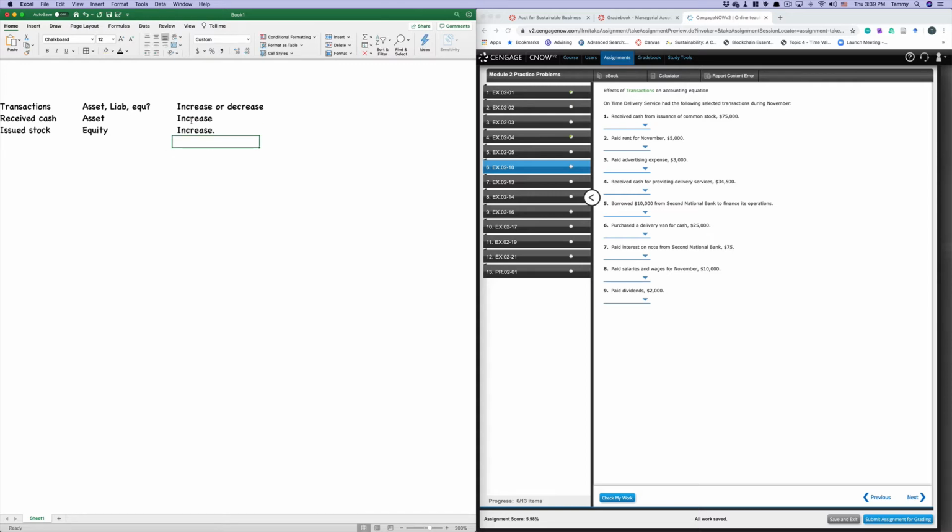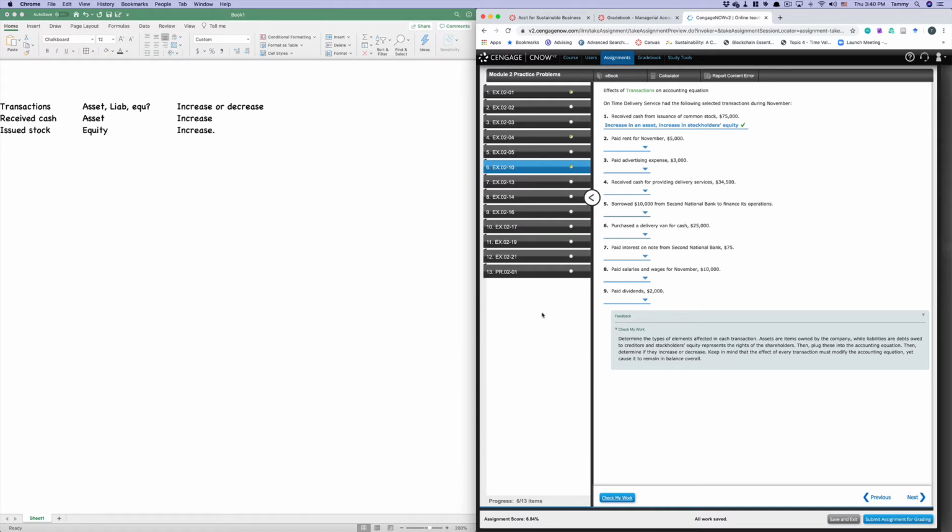Okay, so over here then, once you think through what the transaction is, right? We received cash in exchange for stock. Once you think it through in this context, was it an asset, a liability, or an equity account? And was it an increase or decrease? Once you've thought it through, then go over here and pick. So this was an increase in an asset and an increase in equity. Okay, so we can check that. Yep, that was right. Okay, that was number 10. You just go through all the rest of these, think through them again.